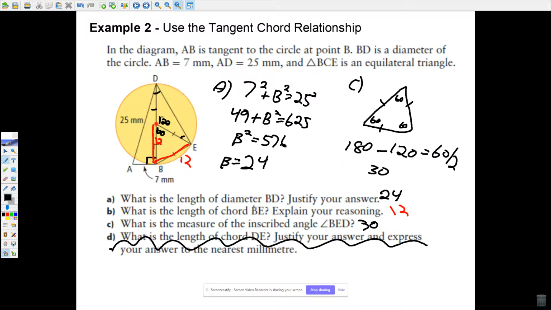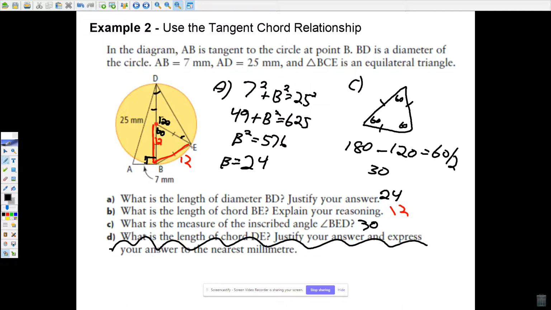The first question is, what is the length of the diameter BD? Well, the diameter is right here, all the way through. They gave us 7 and they gave us 25, and we knew that this is a 90-degree angle, so we're going to have to use the Pythagorean theorem to solve this question. It's a pretty good hint that usually if they are asking you for a side length in these questions, almost all of the time they want you to use the Pythagorean theorem. So we do that, and we get the diameter is 24 millimeters.